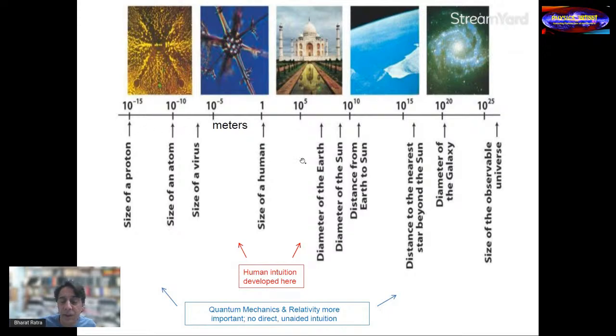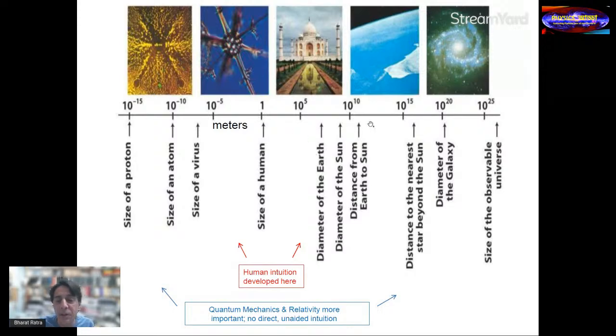And so the way you develop intuition on large scales and small scales is very different than the way you develop intuition on these scales. On these scales, you can do things like colliding balls together, and you'll figure out energy and momentum conservation and friction and Newton's laws of motion and things like that.